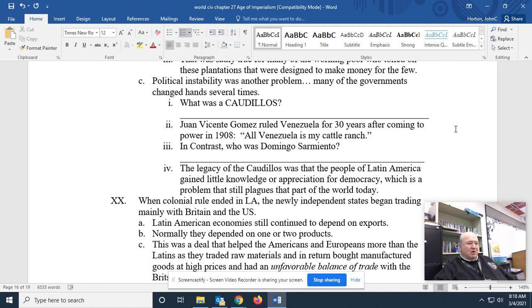The legacy of the Caudillos, the corrupt political individuals, was that the people of Latin America gained little knowledge or appreciation for democracy, which, to be honest, is still a problem that plagues that part of the world today. I mean, for example, in Venezuela, in the last election, the candidate that won a large majority of the popular vote was kept from taking office by the political strongman who has control of the army, who's ruling now. And Venezuela is probably not alone in that regard.